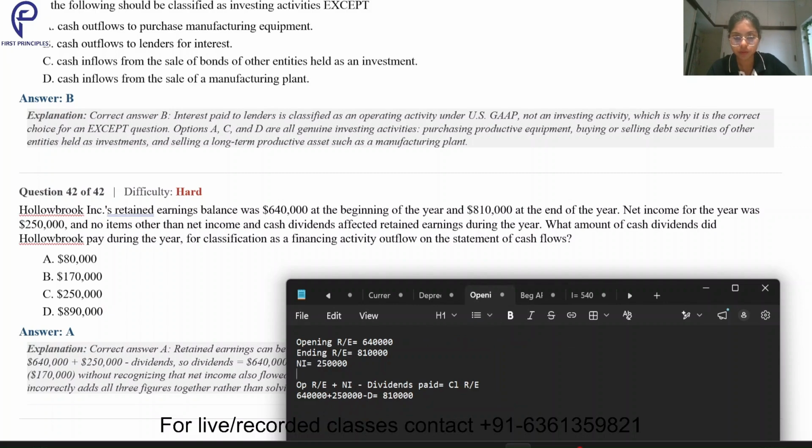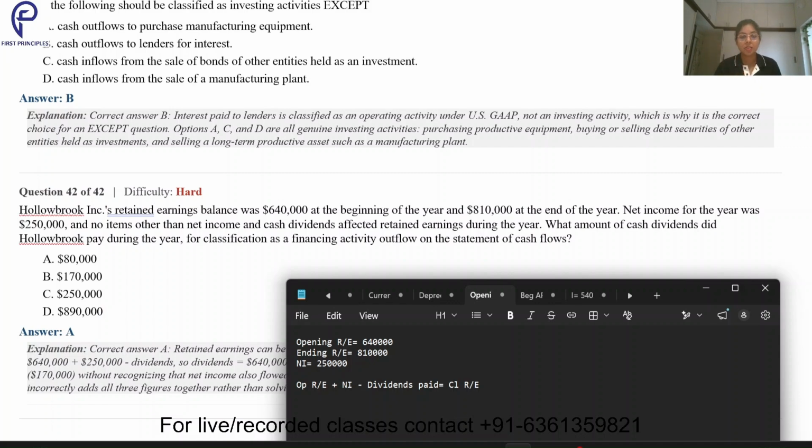I have written down everything over here. So opening retained earnings has been given to us as 6,40,000. Then ending retained earnings is given to us as 8,10,000 and net income is given to us as 2,50,000. Now again, this is a question of logic. Whenever you get stuck in the examination, or whenever I used to get stuck in my exam, or when I am solving questions during my preparation, I would write down the figures in front of me so that I can understand.